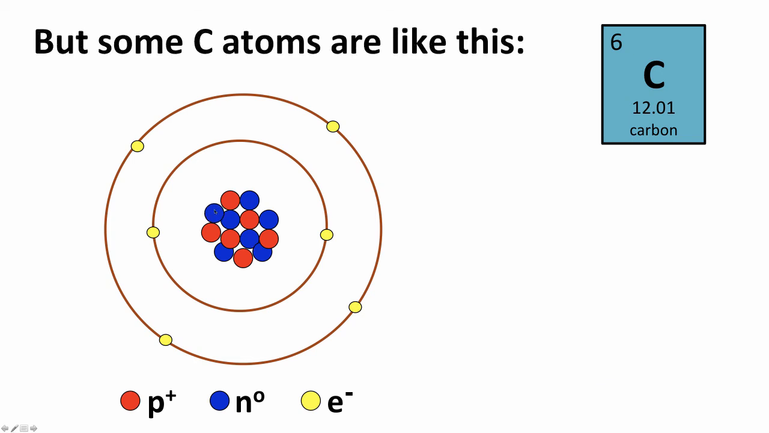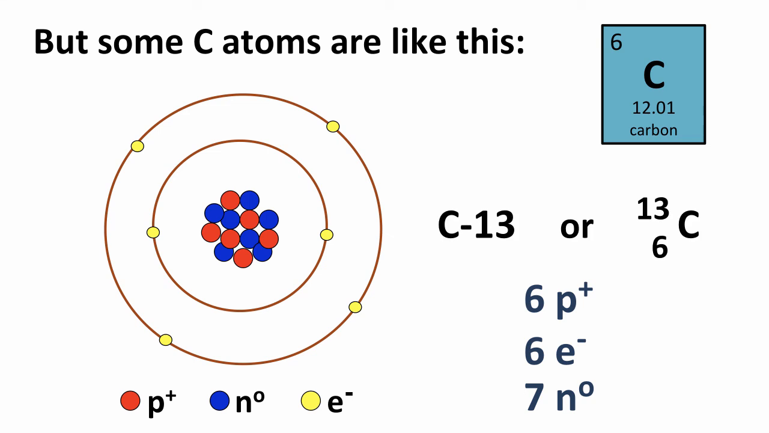And there's one more neutron in this carbon atom. And it still has 6 protons, so it's still carbon. But it has 7 neutrons. And then, of course, it has 6 electrons if it's a neutral atom. So this is still carbon, but it has more neutrons. Therefore, it has a heavier or larger mass. We can write this as C13 because there's 6 plus 7, which is 13 total particles in the nucleus.